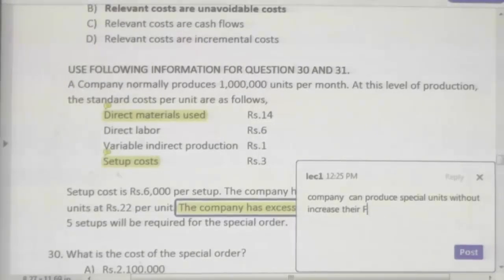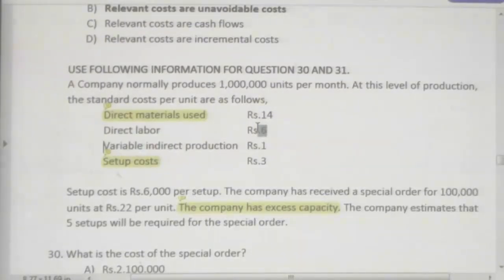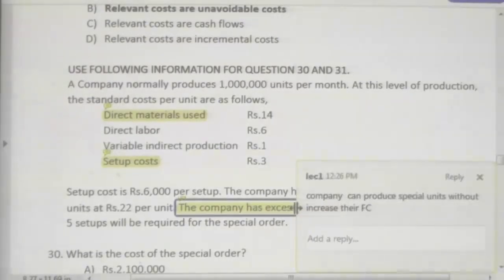Because they are within the capacity. Now, here variable indirect production, actually this is fixed cost. Indirect production is the fixed cost. This will not change due to this additional 100,000 units. Why? They are within the capacity. They have excess capacity. I will give you an example.